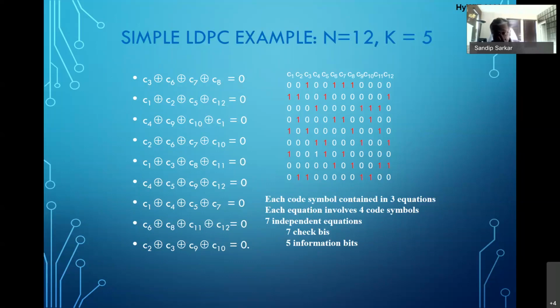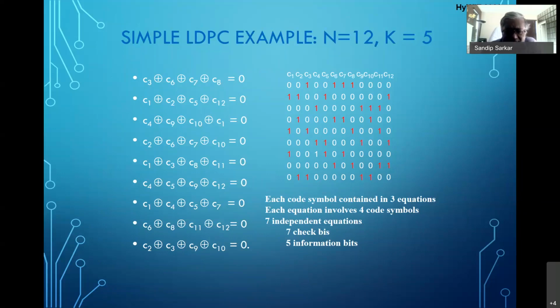Here you will see that each code symbol is contained in exactly 3 equations. So if you look at, C1 is contained in equations 2, 5, and 7. And so on and so forth. For each code symbol, you can see that they're involved in exactly 3 equations. So the number of ones on each of these columns, if you look at it, there are exactly three ones in each column.